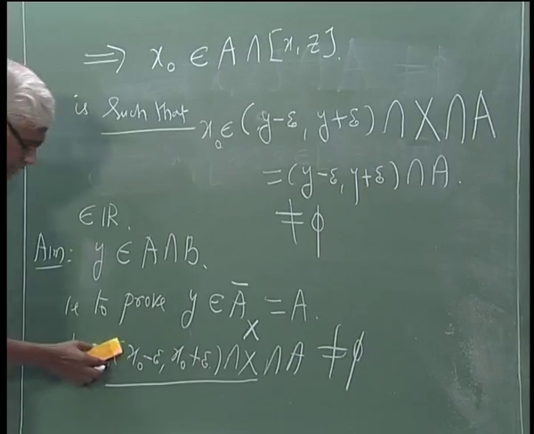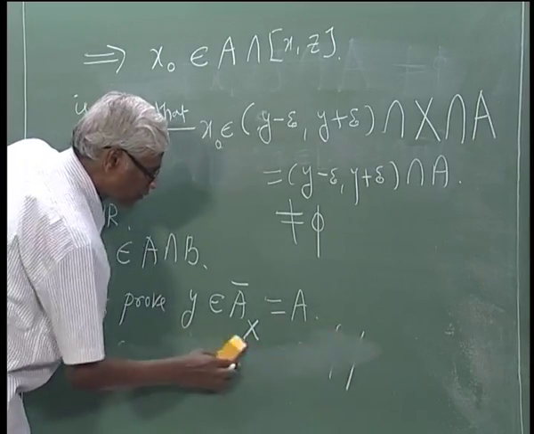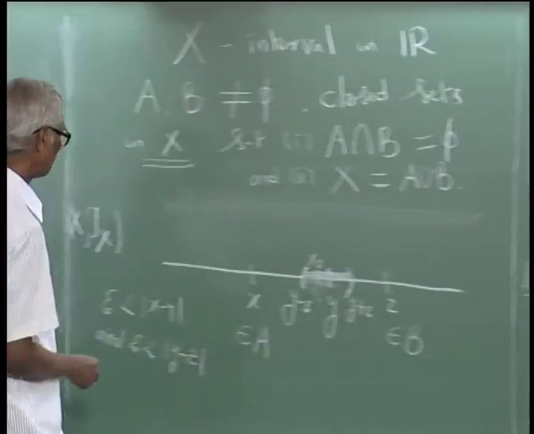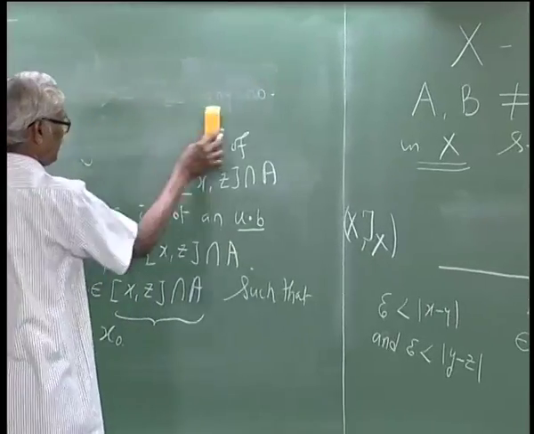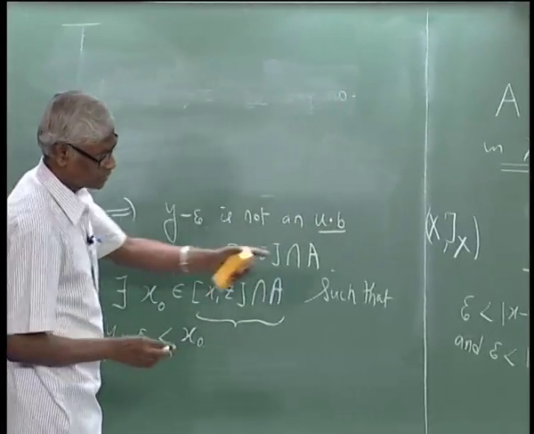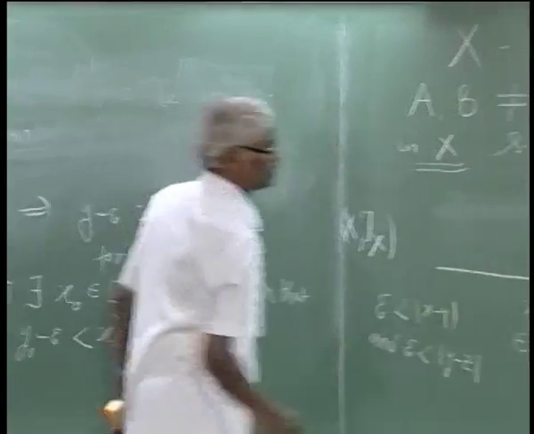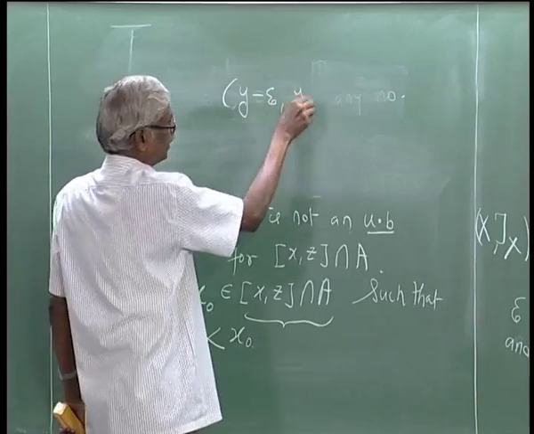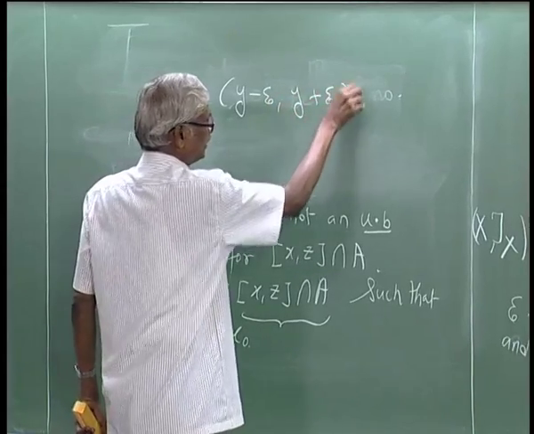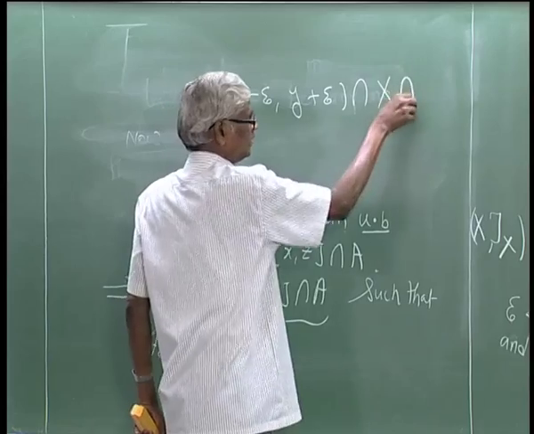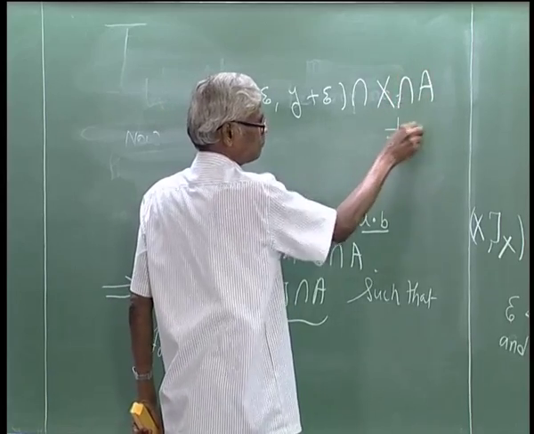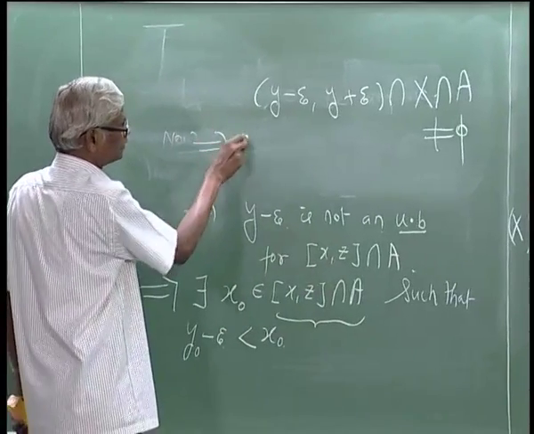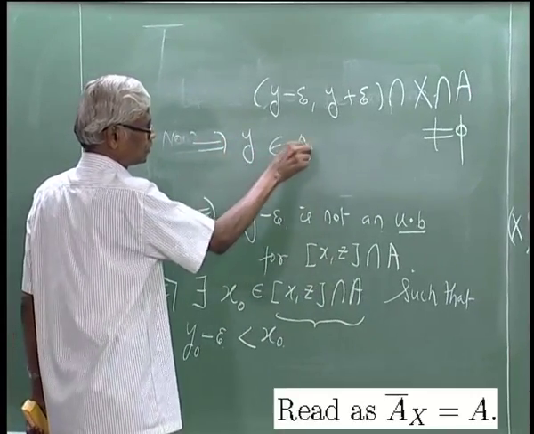Sorry, the notation is what we wanted. So, to prove that y is in A, we started with the interval y minus epsilon, y plus epsilon, intersection X, intersection A, is non-empty. That is what we have proved. That implies this y belongs to the closure.